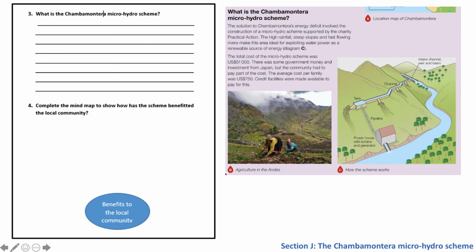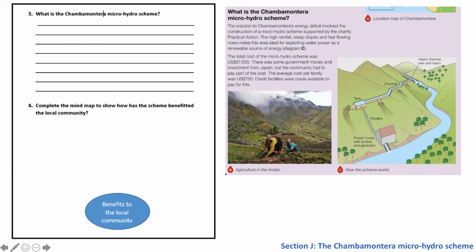And you can see that in diagram C, how it works. The total cost of this microhydro scheme was $51,000. There was some government money and investment from Japan, but the community had to pay part of the cost. The average cost per family was about $750. Credit facilities were made available to help pay for this, so they were then given the energy which will help their communities. Take a moment to take some notes about what the scheme is, and if you need to, make a little sketch of diagram C to show how the scheme works.